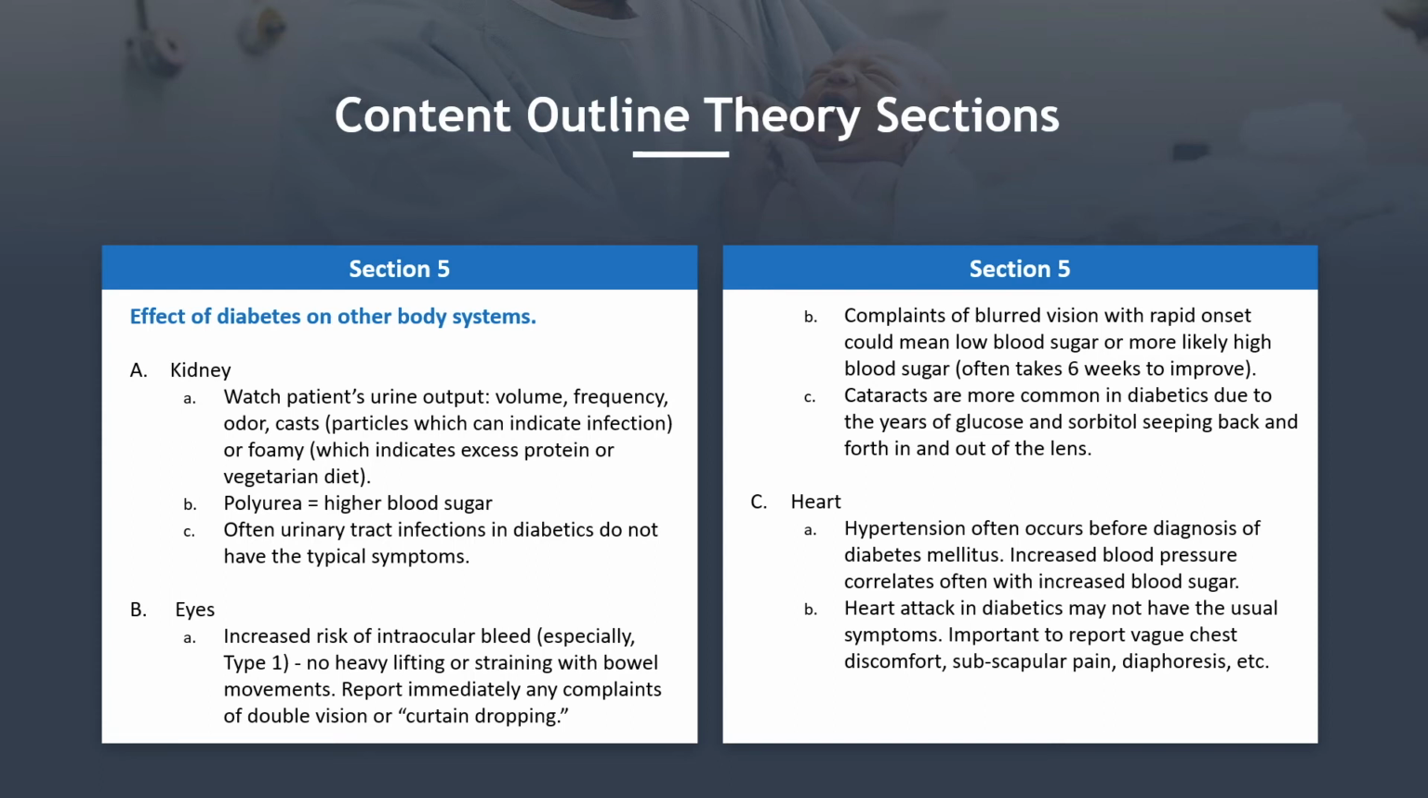C. Heart. Hypertension often occurs before diagnosis of diabetes mellitus. Increased blood pressure correlates often with increased blood sugar. Heart attack in diabetics may not have the usual symptoms. Important to report vague chest discomfort, subscapular pain, diaphoresis, etc.